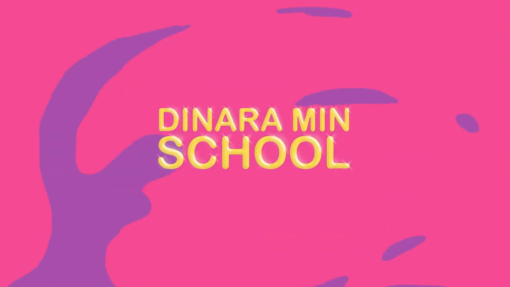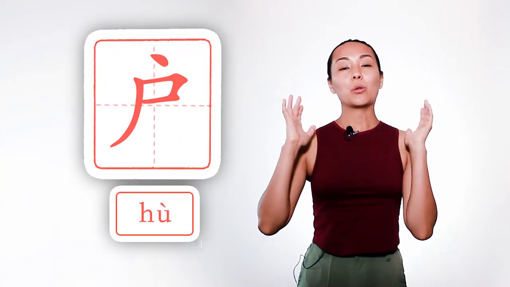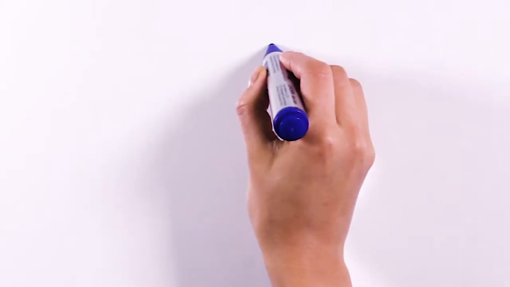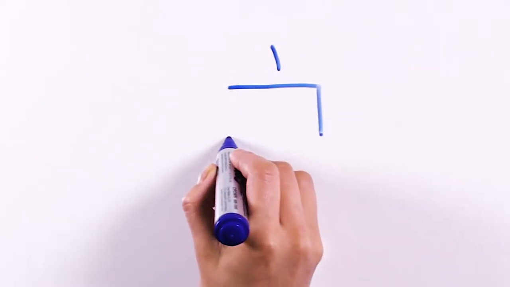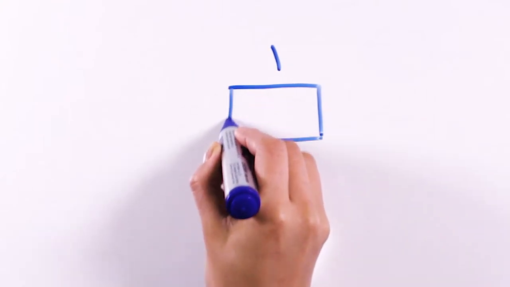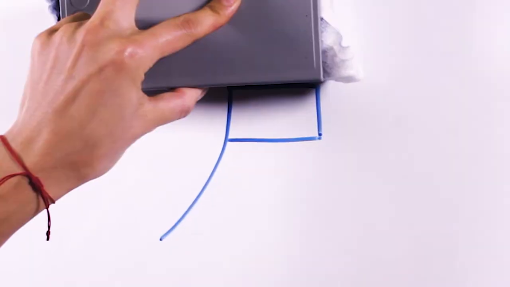户. It has only one form, and we use it as a separate word. And now let's study how we draw it. 1, 2, 3, 4. And without a dot, it's another radical, dead body, corpse.